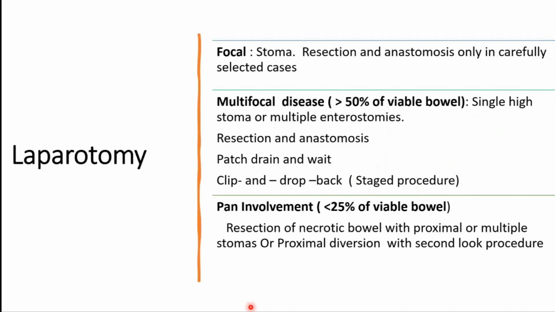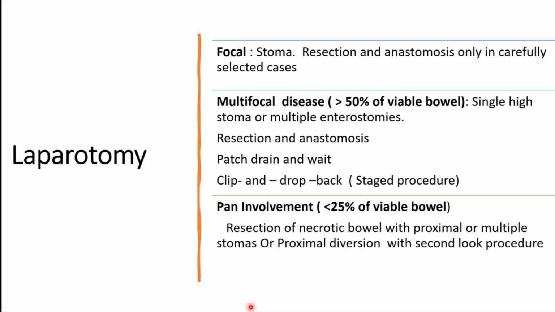We can come out with resection, anastomosis, and a stoma. In case of multifocal disease, we have to do either multiple stomas with multiple resections, or a high-end stoma, and then give a second look surgery. In case of multiple small perforations, you can just close those small perforations and then put a drain and wait.